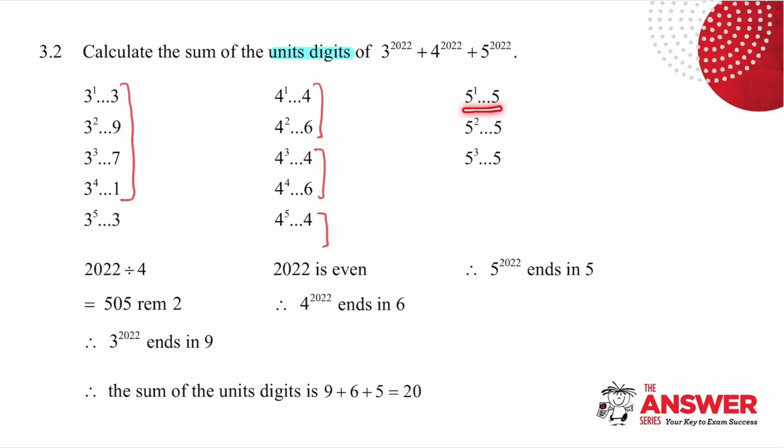What about the 5s? 5 to the 1 is 5. 5 squared is 25, it ends in 5. 5 cubed, 125, it ends in 5. And 5 to the power anything always ends in 5. They asked me for the sum of the units digits. So this one ends in a 9, this ends in a 6, this ends in a 5. The sum of the units digits is 20.